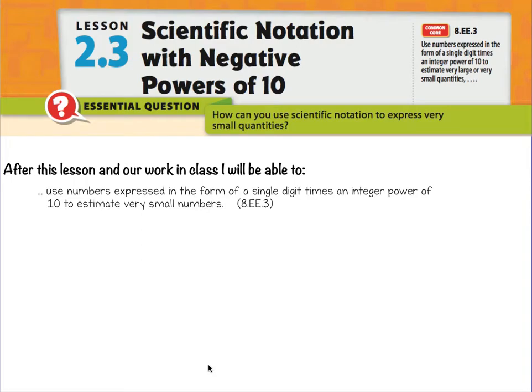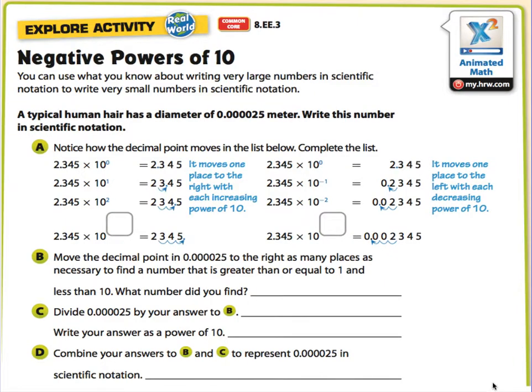Welcome to lesson 8.2.3, scientific notation with negative powers of 10. So today we're going to work on scientific notation again, but we're going to look at scientific notation when our integer is a negative power and how that gives us very, very small numbers, okay?